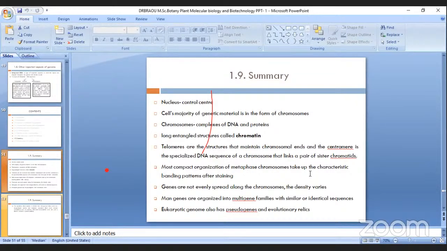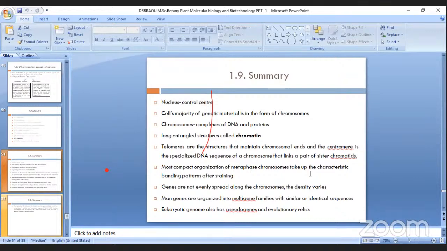The more compact organization of the metaphase chromosome takes up characteristic banding patterns after staining. Giemsa stains are used for these chromosomal banding patterns, where you can see the karyotype, and different chromosomes have different banding patterns. In these banding patterns you find some darker positions with G stain. This represents AT-rich regions, where AT base pairs are concentrated more, and there you see more Giemsa stain.